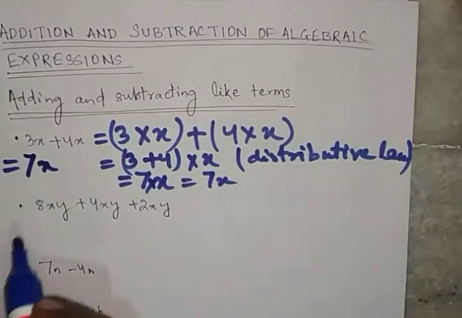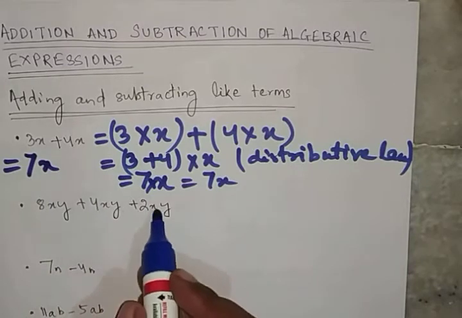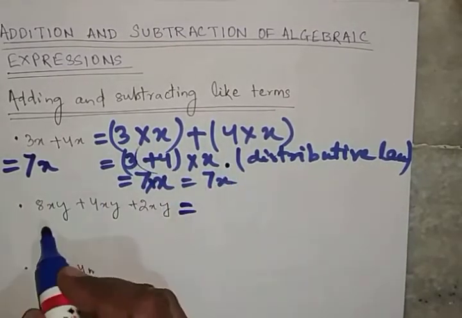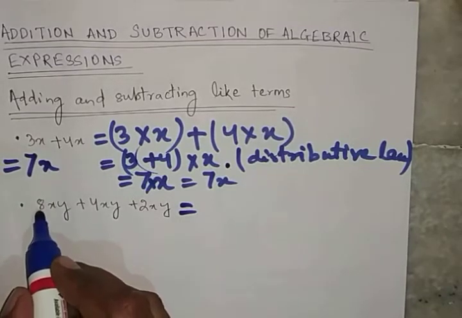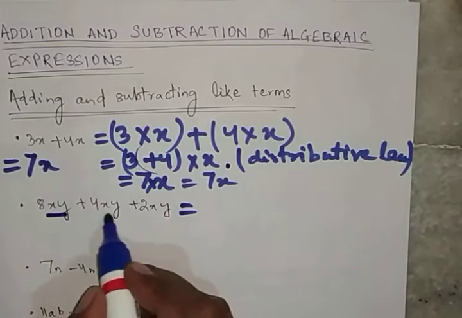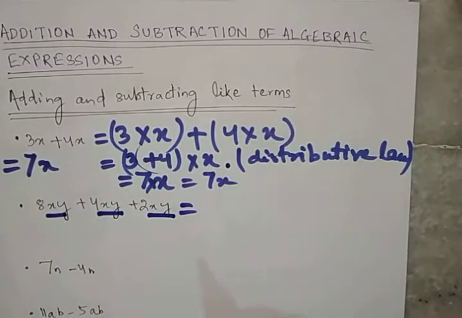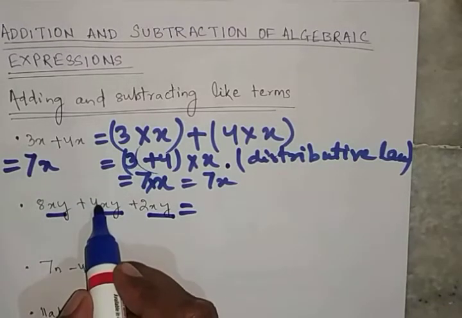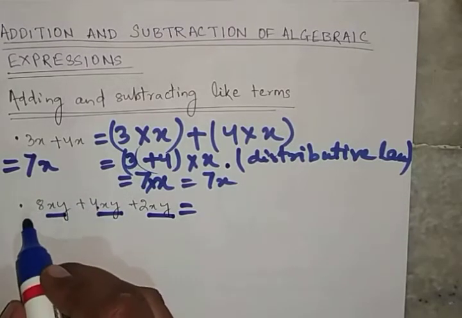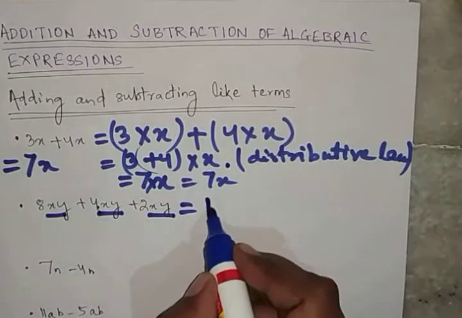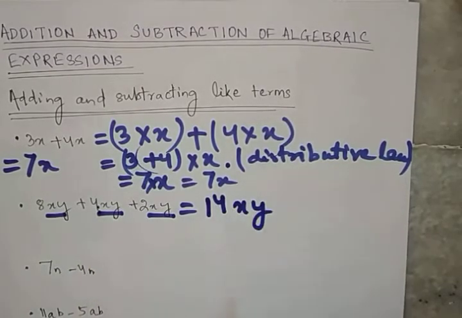Look here, 8xy plus 4xy plus 2xy. It is very difficult to do this with the distributive law. So what can you do? You first see whether these are like terms or not. These are like terms because they have the same variables. That's why you add the numbers. 8 plus 4, 12. 12 plus 2, 14. 14xy.